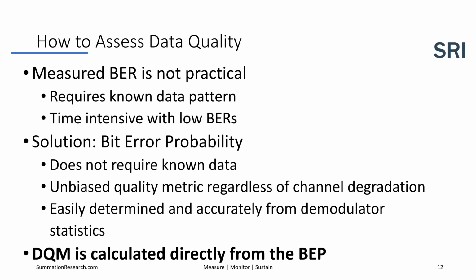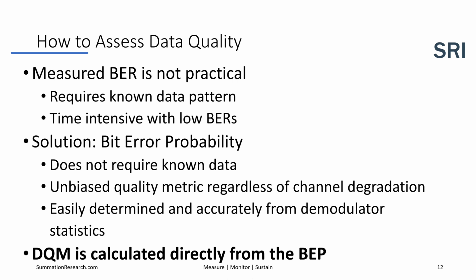Bit error probability does not require known data. An unbiased quality metric. So let's talk about it. Bit error probability provides an unbiased quality metric regardless of the specific channel degradation. It reflects the probability of bit errors in the received data, offering a reliable measure of data quality.